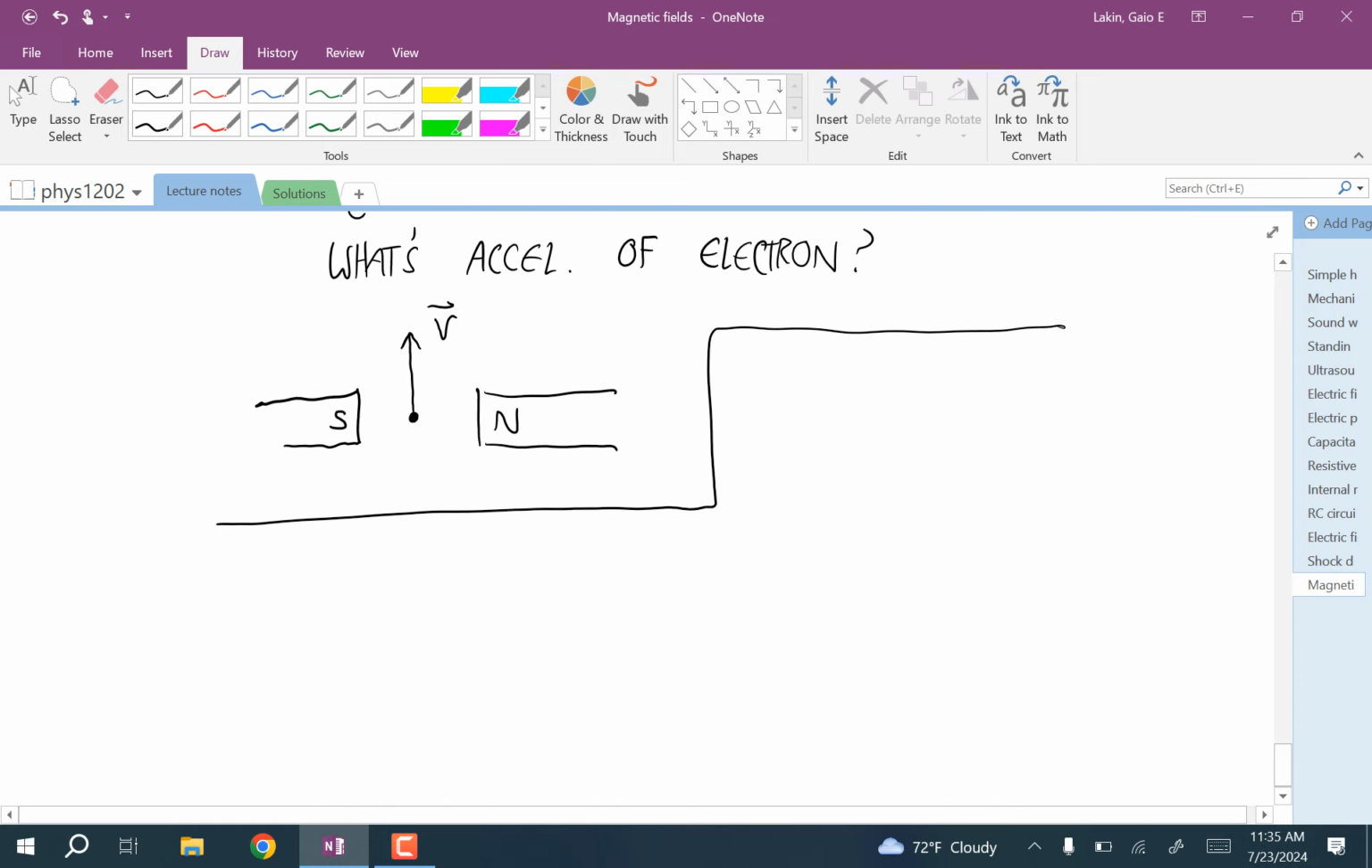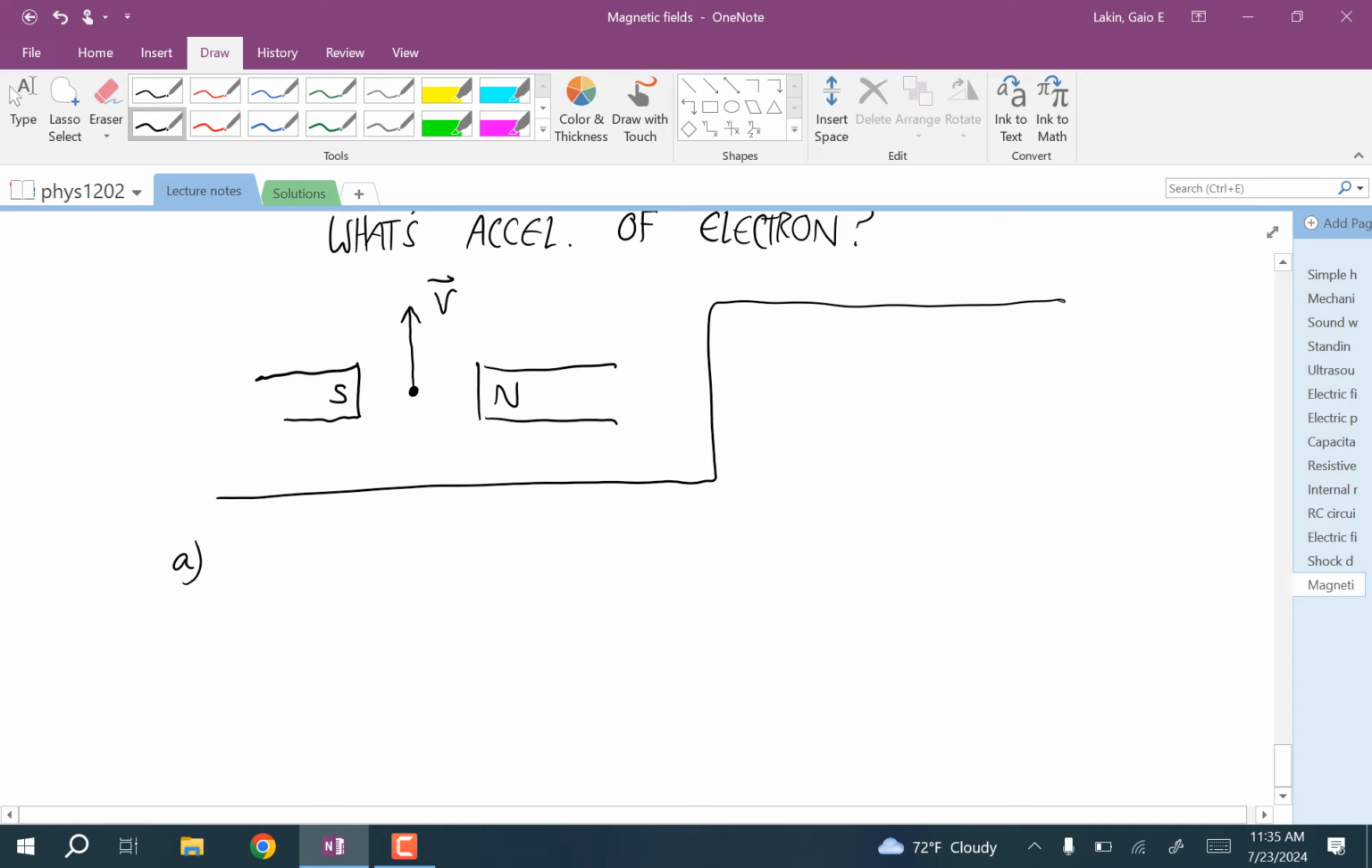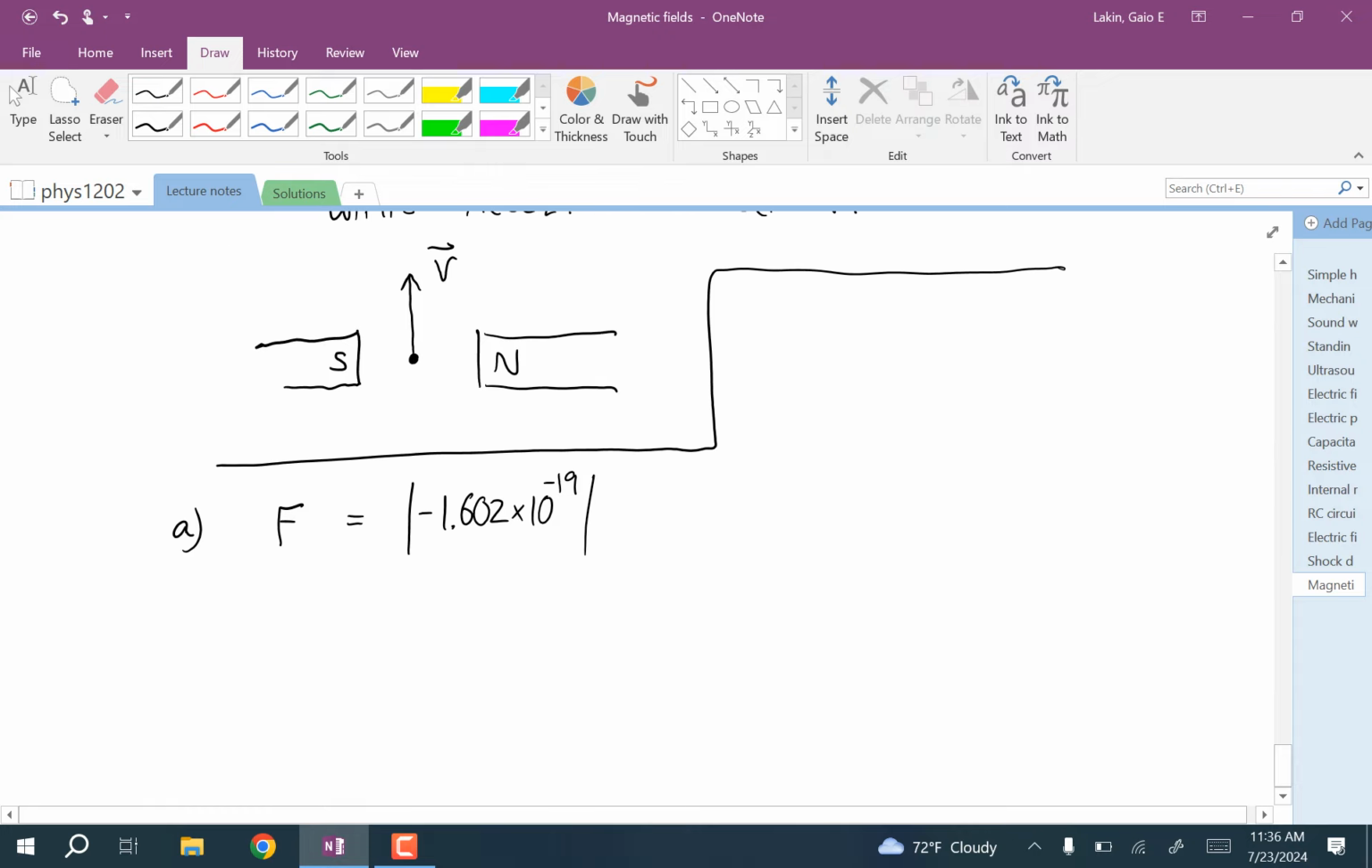Okay, so let's go through these calculations. So first we want to calculate the force applied to the electron. Calculating the magnitude of that force is just a matter of plugging the values into the formula. So the magnitude of the force is equal to the absolute value of the charge of the electron, which is negative 1.602 times 10 to the minus 19 coulombs. And now we'll multiply that by the speed of the electron, which is 5 times 10 to the 6th meters per second.